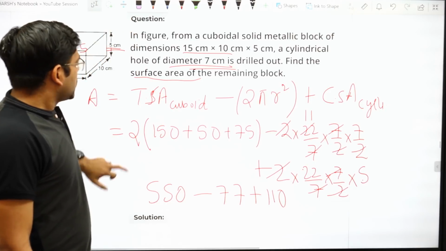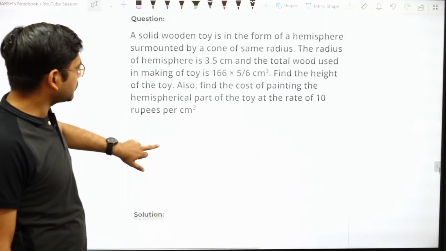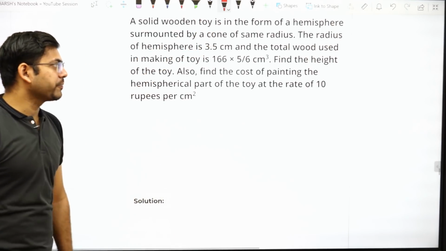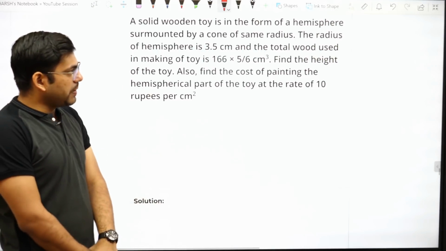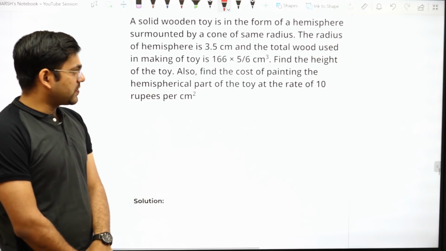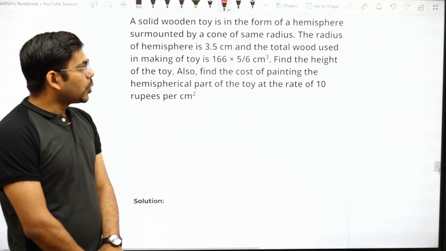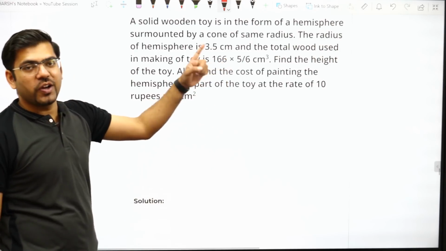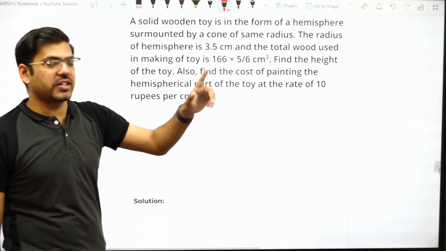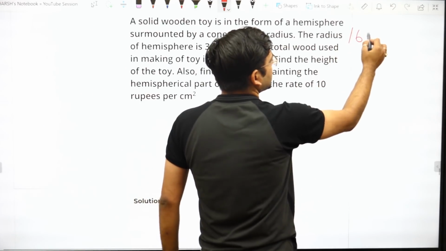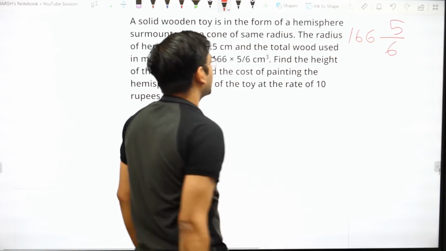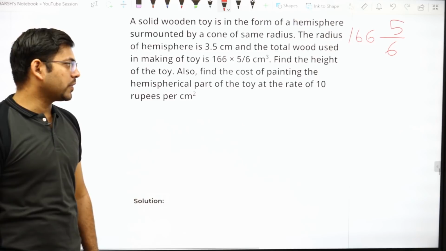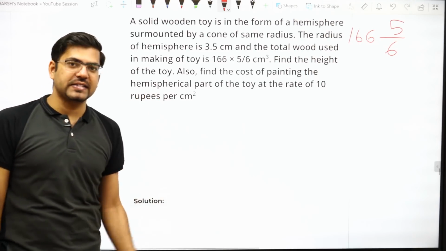So here goes the next question. A solid wooden toy is in the form of a hemisphere surmounted by a cone of the same radius. The radius of the hemisphere is 3.5 centimeter, and the total wood used in making the toy is 166 5/6 cubic centimeter. It's not a multiplication sign, it's a computer typing error; it's 166 5/6, a mixed fraction. Find the height of the toy. Also find the cost of painting the hemispherical part of the toy at the rate of 10 rupees per square centimeter.